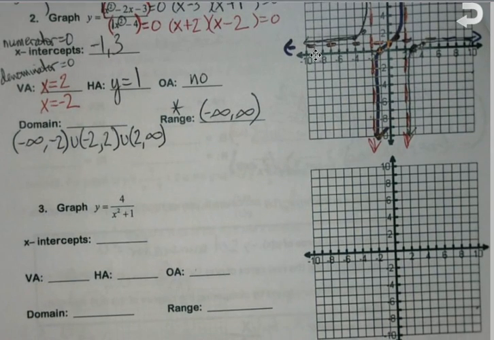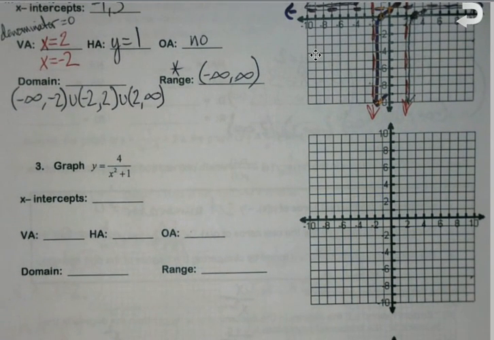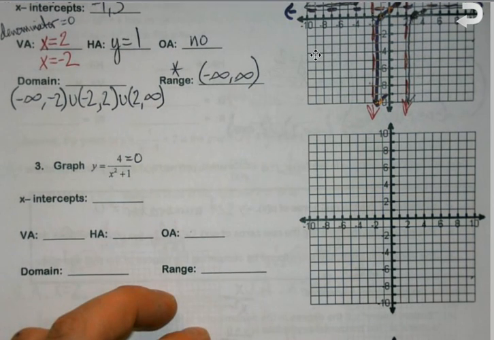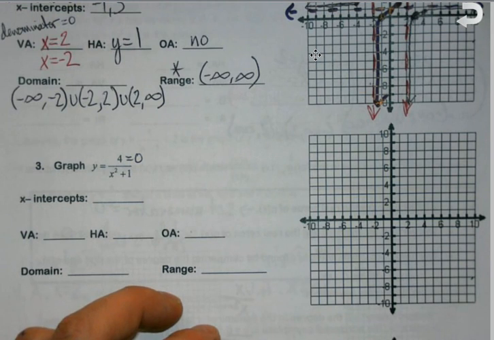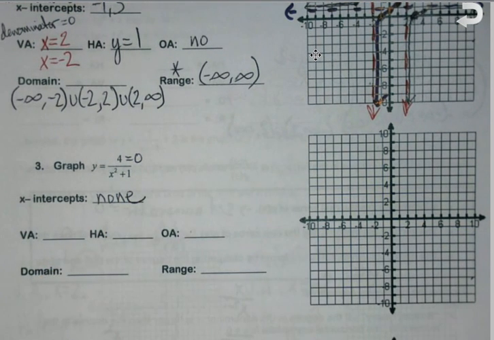Number 3. All right, so I start to look at this one. X-intercepts. We set the numerator equal to 0. Wait a minute. I can't set 4 equal to 0. It doesn't work. That means there are going to be no x-intercepts this time. This graph will never cross the x-axis. That seems kind of strange. What's it going to look like? We'll see here in a minute.